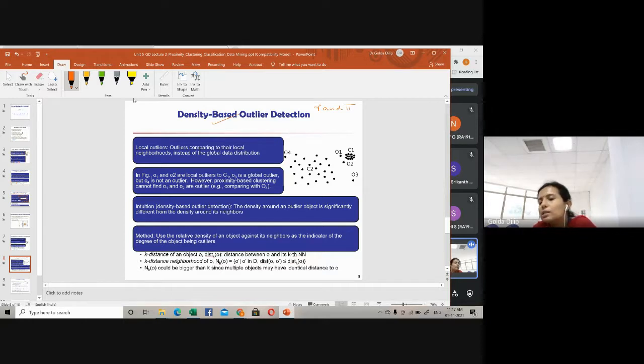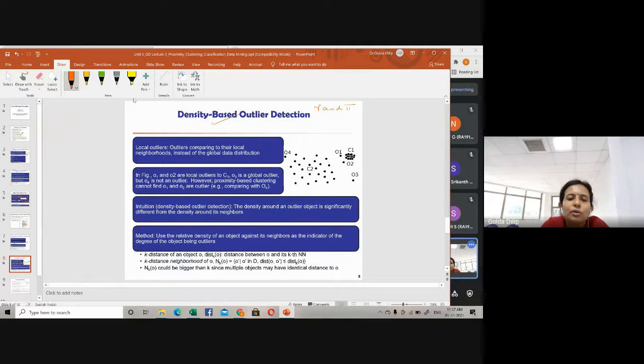But if you consider many real world data sets, they have a much more complex structure, where an object may be considered an outlier with respect to its local neighborhood rather than with respect to the global data distribution. In that case we need to go for the density based outlier detection method. We need to consider local proximity based outliers, as far as real world data sets are concerned, more than global outliers.